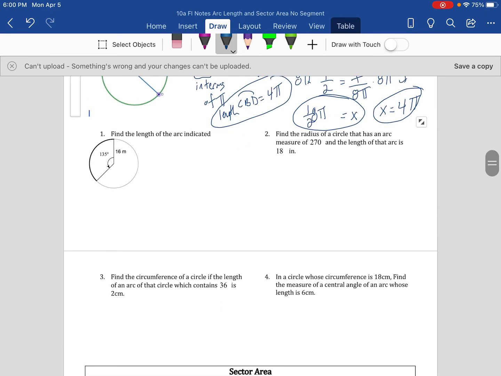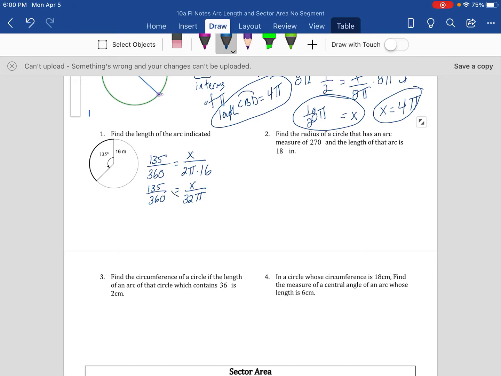So it says find the length of the arc indicated. So I know that the measure of my arc is 135 over 360, so degrees over degrees, equals, I don't know the length of my arc, so I'm going to call this x, over my circumference, which is 2 times pi times 16. And when it doesn't tell you to round, you're going to write your answer in terms of pi. So I have 135 over 360 is equal to x over 32 pi.